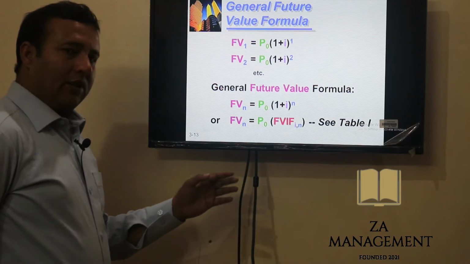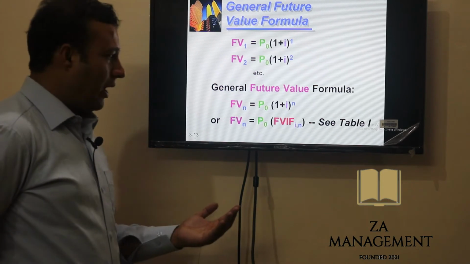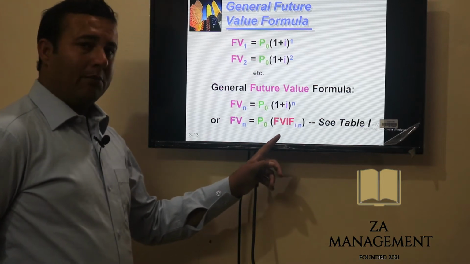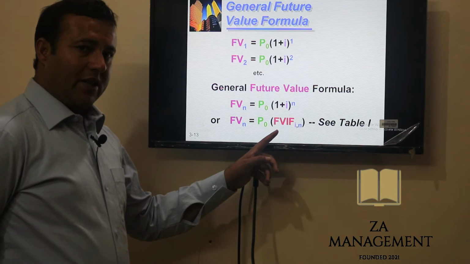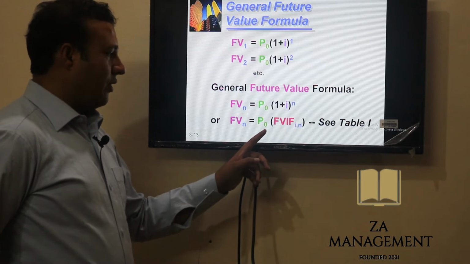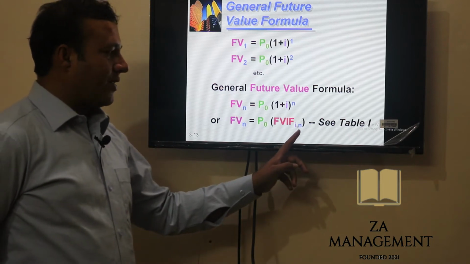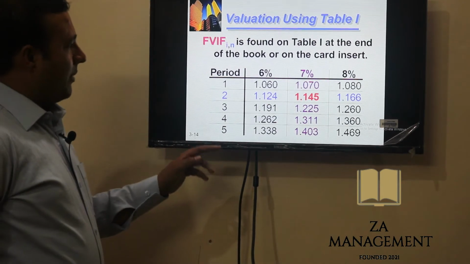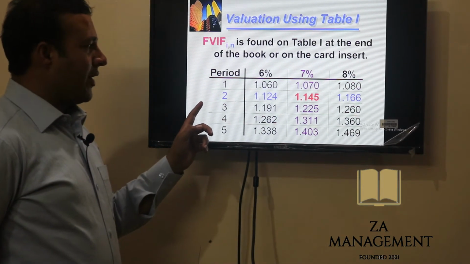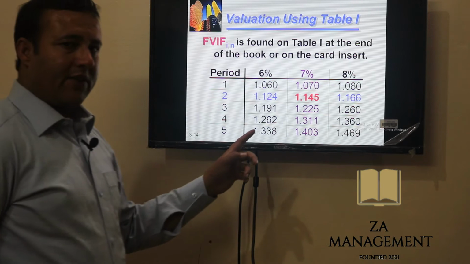Or we can calculate this value with the help of ready-made tables available in the appendix of your book also. With the help of that table, you can use this formula: principal amount multiplied by a factor. This factor can be found in appendix table number 1. This is equal to the principal amount multiplied by the future value interest factor for i interest rate in n number of years. In the appendix table, each row represents the number of years.